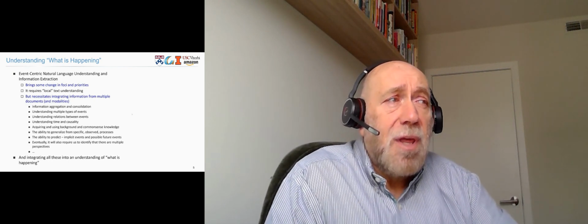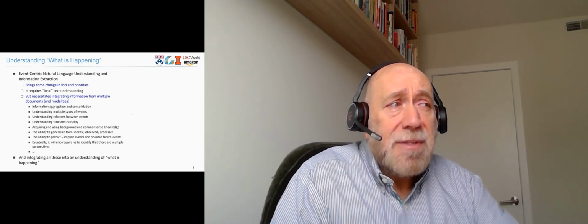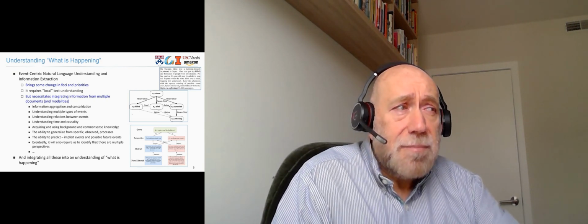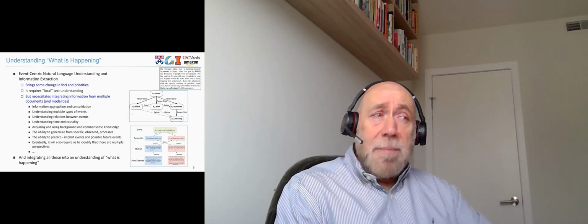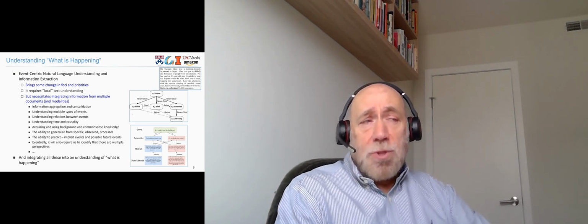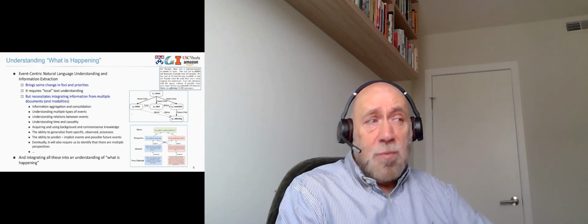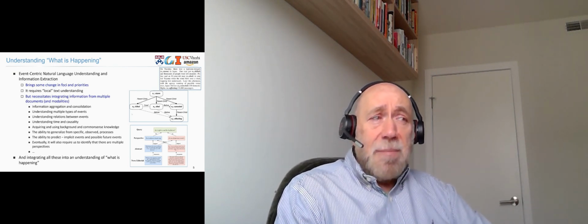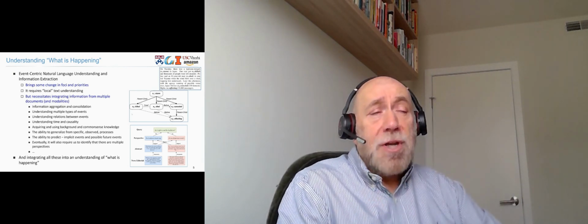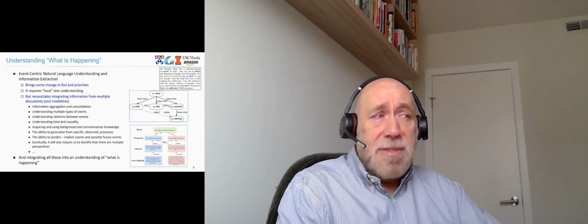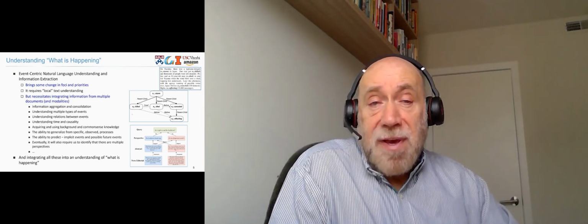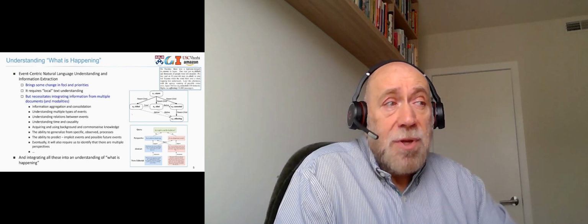We should be able to understand multiple types of events, understand relations between events, understand time and causality, be able to acquire background knowledge that is essential to understand what is happening, as well as common sense knowledge that is often required to understand even what the text says. It requires the ability to generalize from specific observed processes to more general principles, and it requires the ability to predict implicit events that are very important to understanding what is happening, and possibly also future events.